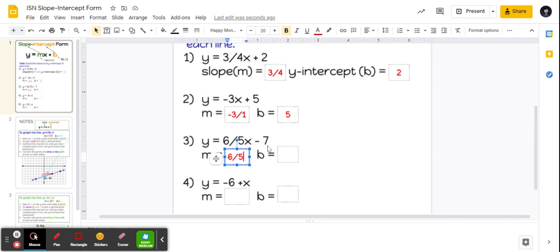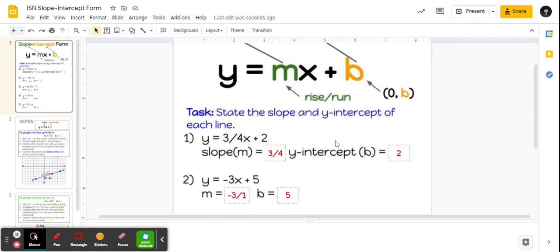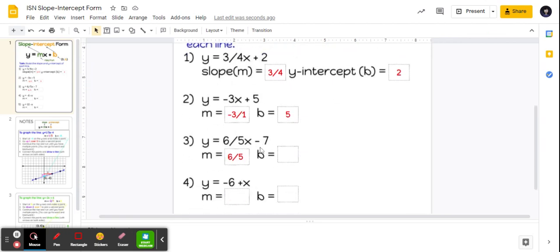My b value is a -7. Notice in the equation it says +b, but here I have a minus. I need to make sure that I attach that minus sign onto the 7, and my b is -7. Whatever sign is in front of the number, that's the sign that goes with the b.